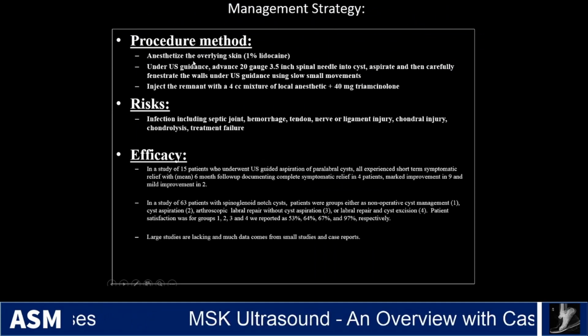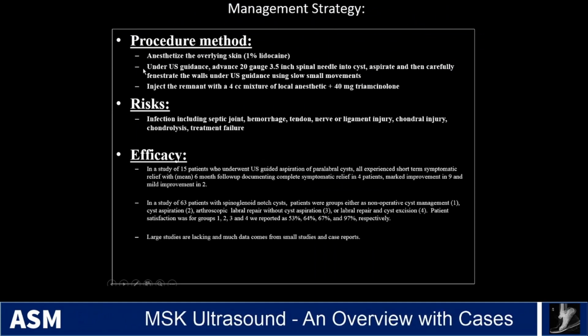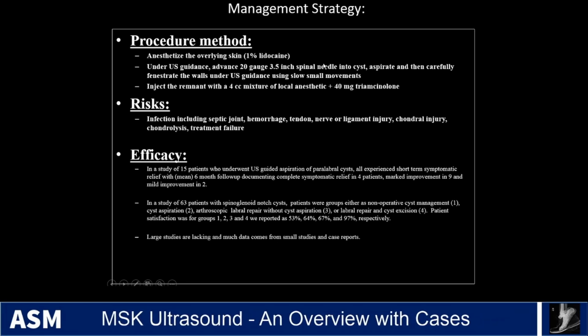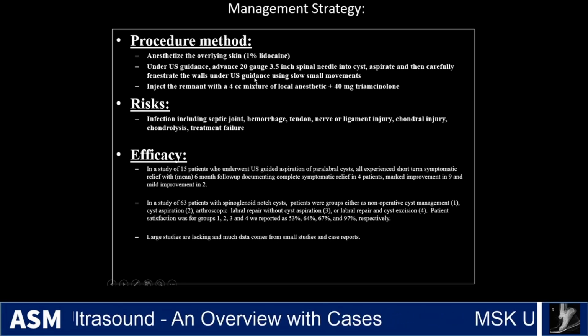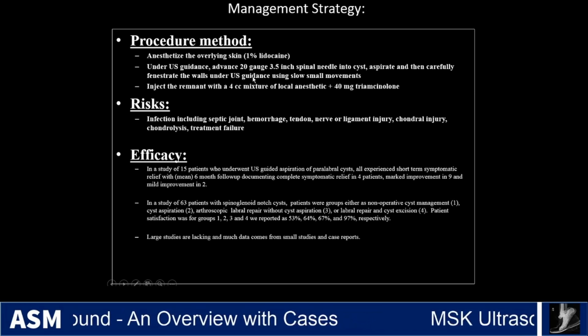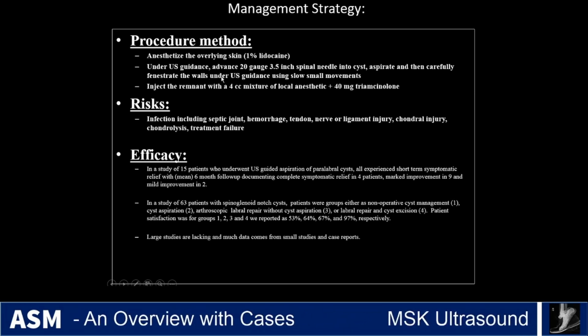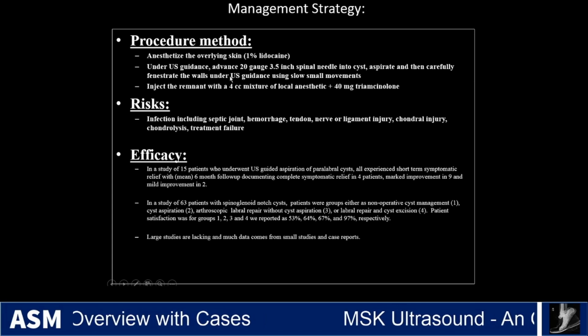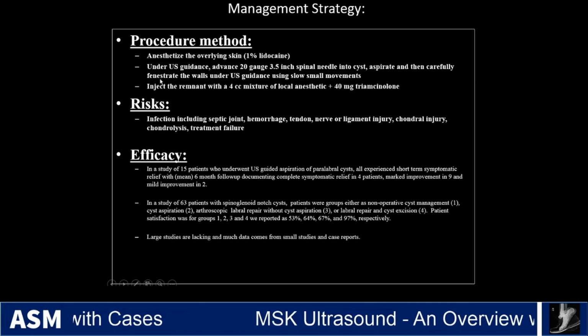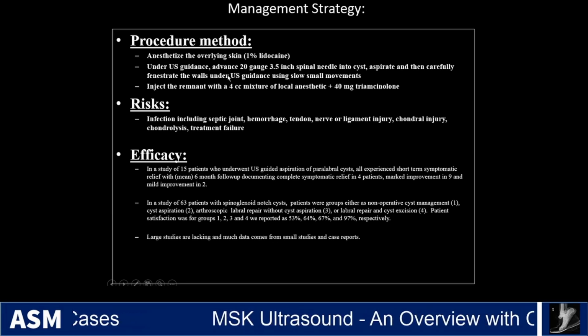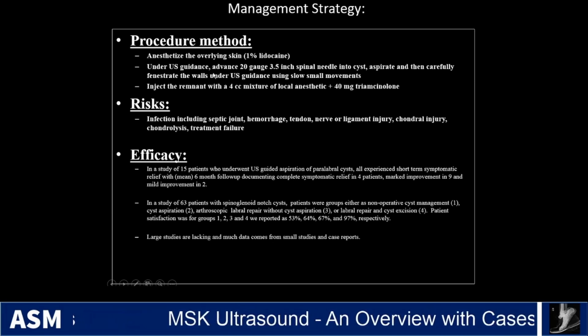So the procedure method, clean and anesthetize the skin, go with ultrasound guidance using typically a spinal needle, and get inside of that cyst. If it's really thick, viscous material, you may have to lavage it a little bit just to break up some of that material. A lot of the time the ganglion cyst will be like honey, and so if you use some sterile saline, you can sort of lavage and dilute some of that material so you can aspirate it.